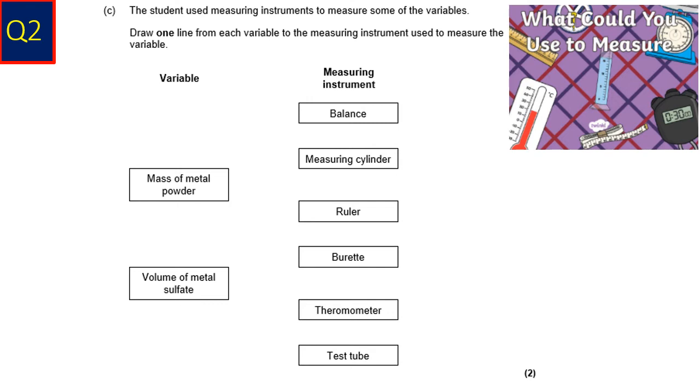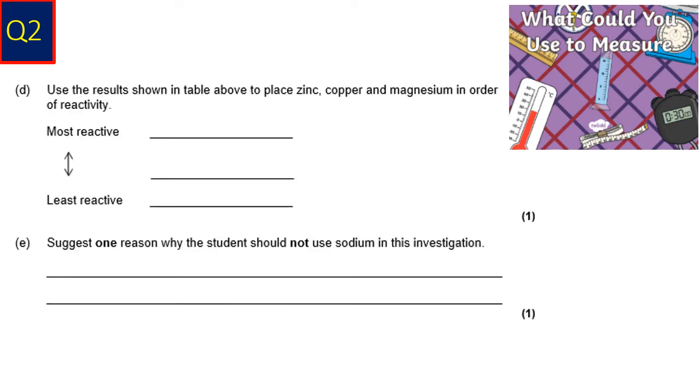And I should only see two lines, so one line going from the metal powder to wherever it needs to go, one line from the volume of metal sulfate to the appropriate piece of equipment. Then, for part D, use the results shown in the table above to place zinc, copper and magnesium in order of reactivity. So most reactive at the top, least reactive at the bottom. So you're thinking the more reactive elements will displace more of the other ones.